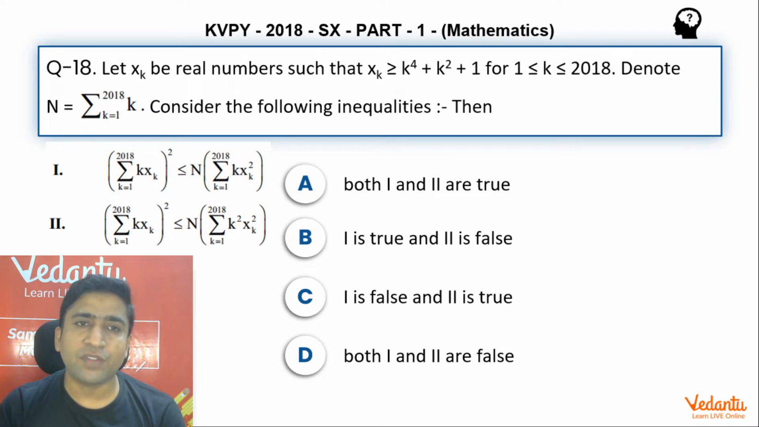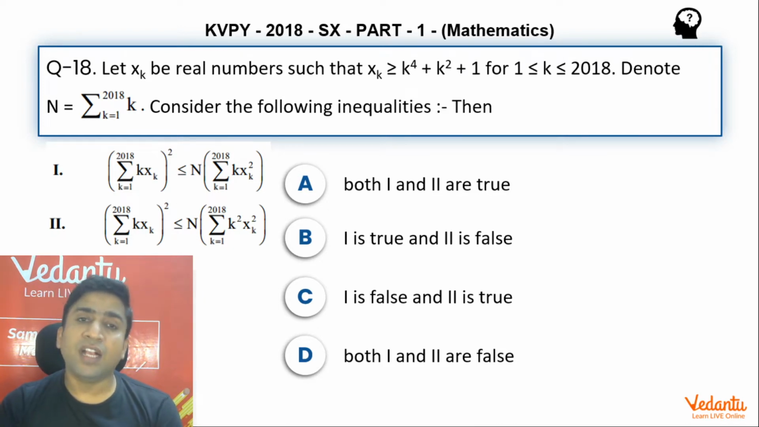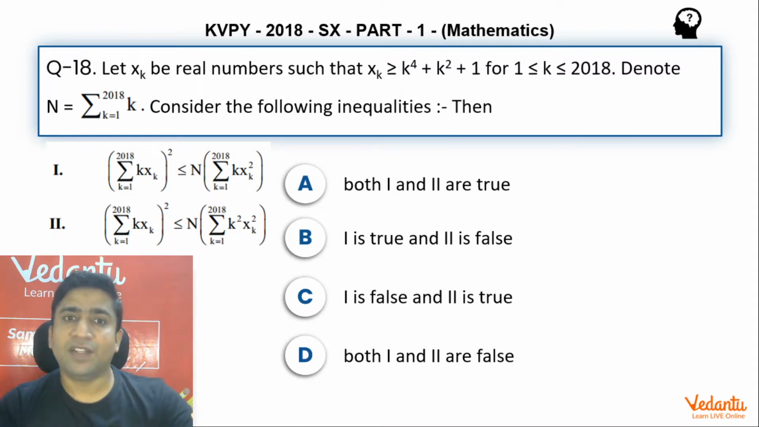So as you can see on the screen, the question says, let xk be real numbers such that xk is greater than or equal to k to the power 4 plus k square plus 1 for all the values of k lying between 1 to 2018 closed. Okay, then denote n equal to sigma k, where k is from 1 to 2018. Consider the following inequalities. Okay, then there are two statements.